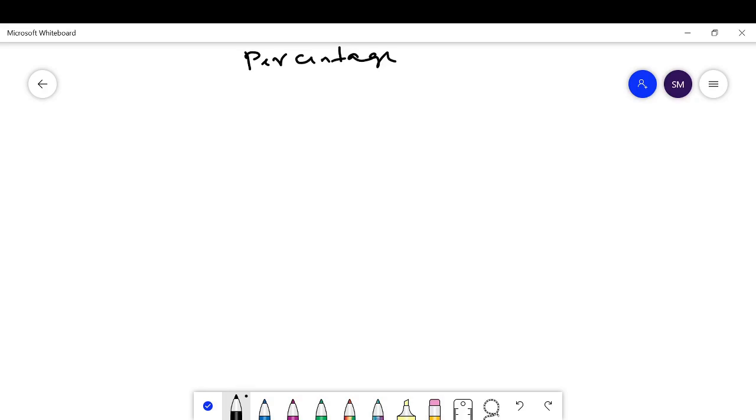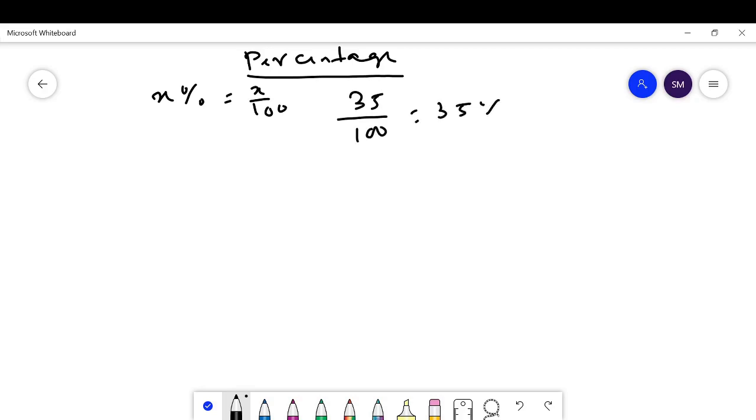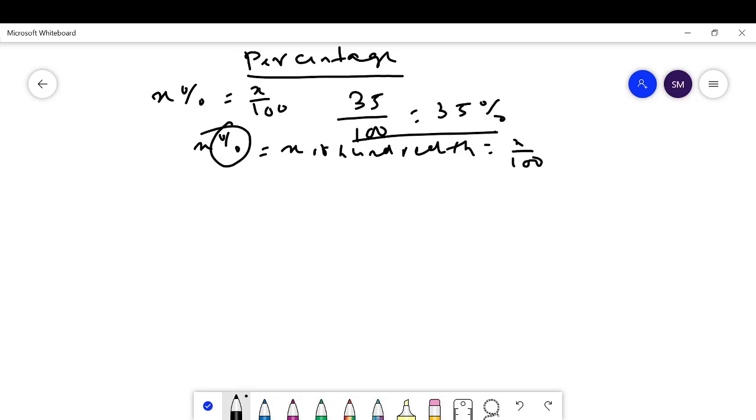What is percentage? A number with denominator 100 is represented as a percentage. Suppose x percent means x upon 100. Suppose you secured 35 marks out of 100, it means you have scored 35% marks. Then x percent means x of hundreds, which means x upon 100, and it is denoted by the percentage sign.